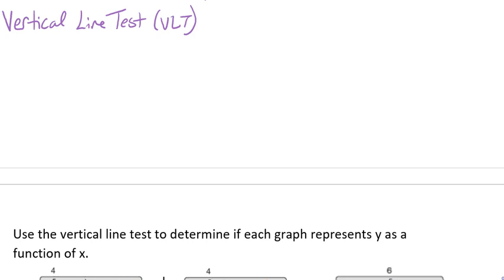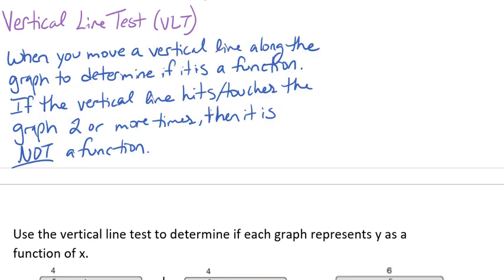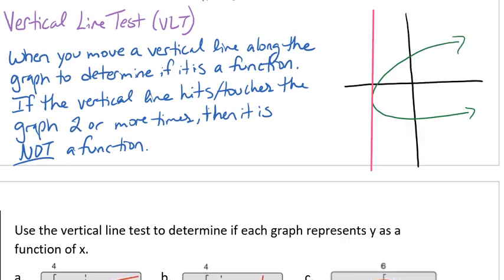In this video, we're going to be talking about the vertical line test for functions and how to use it. Now, the vertical line test, sometimes known as the VLT, is when you move a vertical line along the graph. And then, as you're moving it, it should only touch your graph once each time. So if it happens to touch it or cross it more than once, like in this example here, it's crossing twice, this would not be a function.